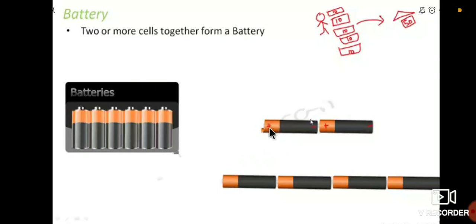See here, two cells, positive, negative. I already told you that the negative end should be connected to the positive end, then positive to negative, negative to positive. That means alternate ends. Here it is positive, so here will be negative. Next negative means positive. Next positive means negative. Negative, positive, then negative, positive, then negative, positive.